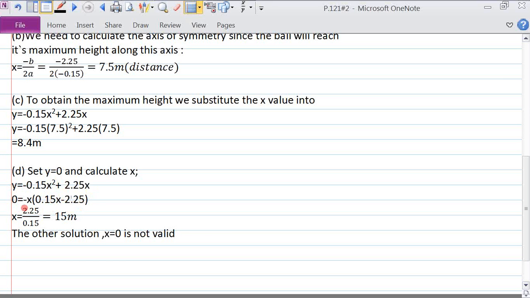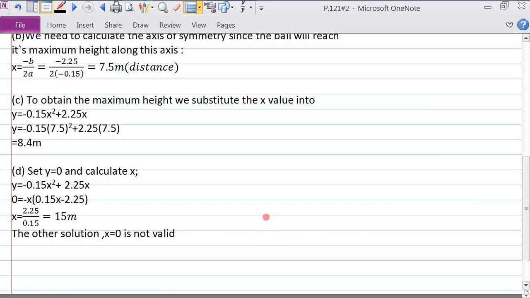So we set minus x equal to 0, which would give us x equal to 0. That means that it landed where it was kicked, which is impossible. So we only use this other solution, and we put 0.15x equal to 2.25, and then divide both sides by 0.15, solve this part, and we get 15 meters. So 15 meters is the point at which the ball lands.